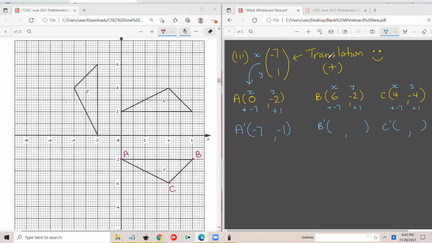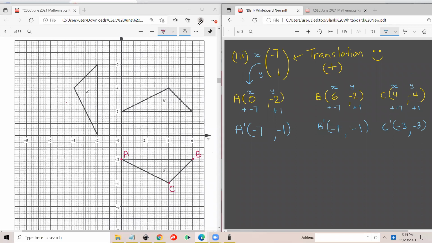All right, so let me see what I get for the rest of them. 6 minus 7, I'm getting -1 here, and -2 plus 1 is -1. All right. 4 minus 7 is -3, and -4 plus 1 is -3. So those are the new coordinates of the triangle.